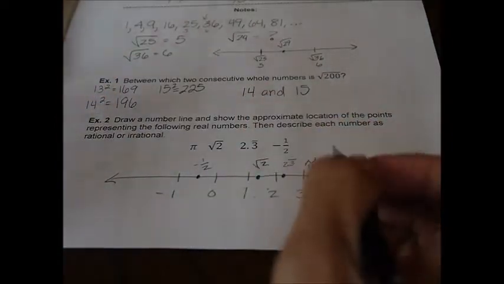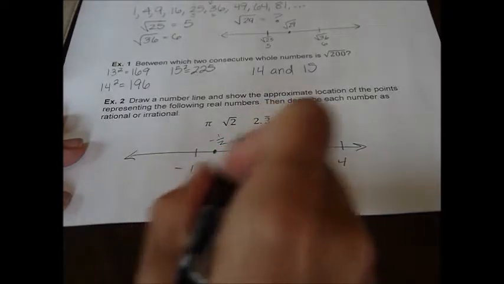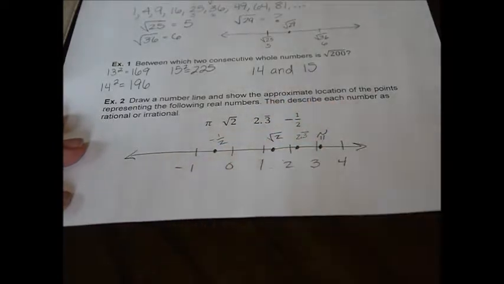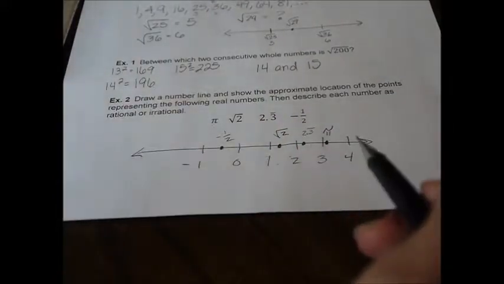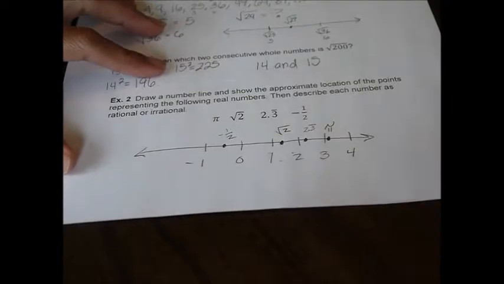Okay, so if you were to write them in order from least to greatest: negative 1/2, square root of 2, 2.3 with a bar, and pi. That's the order from least to greatest. Now it says describe each number as rational or irrational. I think I already did that.